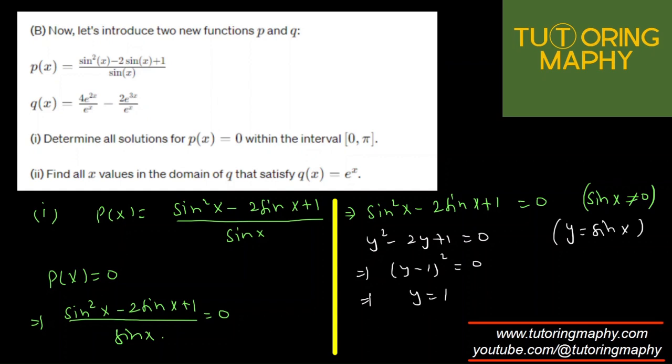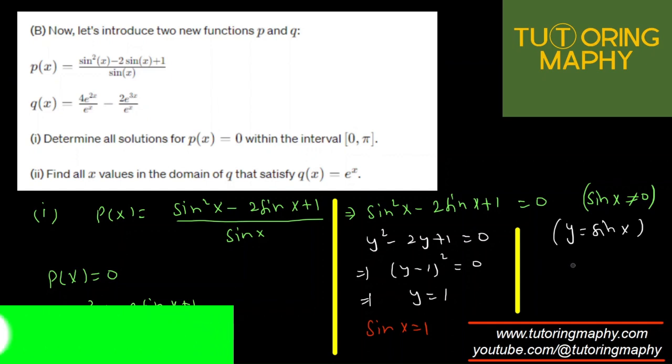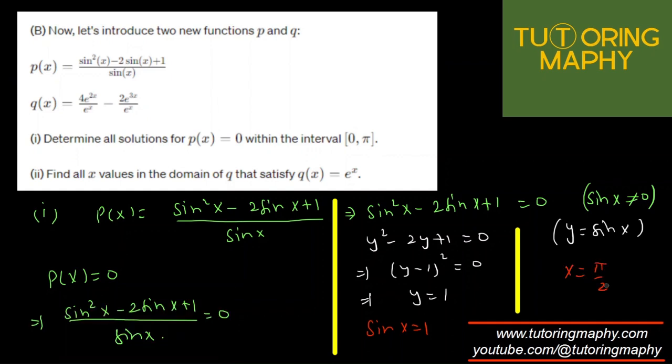And there you go. What is y? y was sine x. So sine x is equal to 1, which means, when is sine x 1 in 0 to pi? I think the only value is pi over 2. So the answer is pi over 2. That is the only value. Makes sense, right?